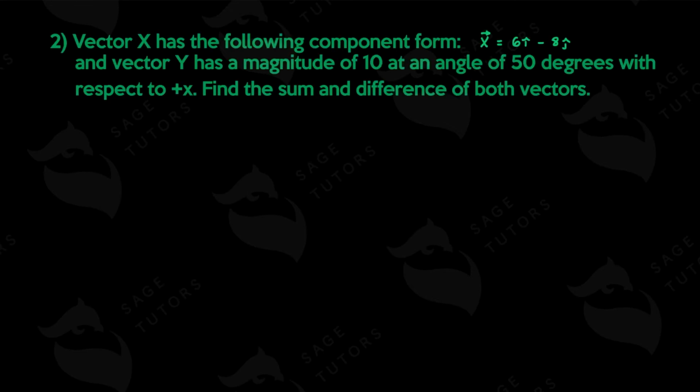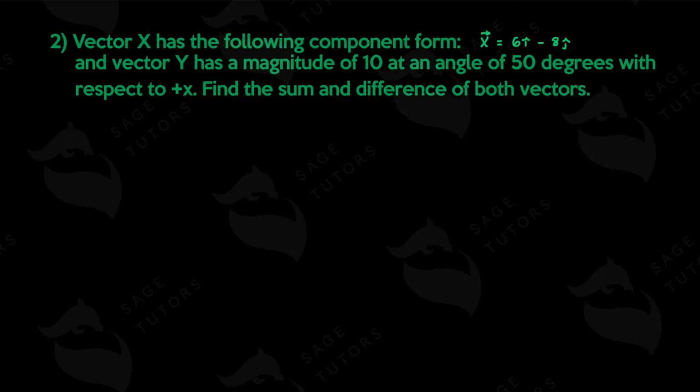Okay, so now we're going to be asked to perform an operation of vectors. In this problem, we have that vector x has the following component form. And in this case, you will find that the vector x is given in its Cartesian coordinate form. And vector y has a magnitude of 10 at an angle of 50 degrees with respect to positive x. So we're given two vectors, and we're asked to find the sum and the difference of both.